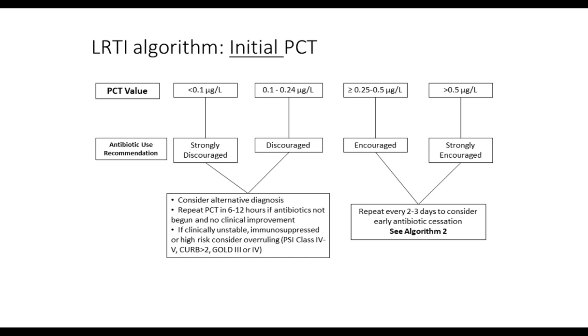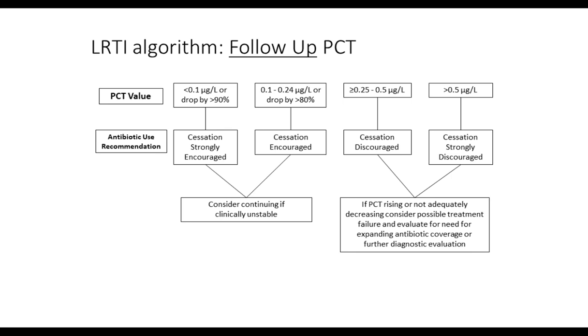These are the algorithms we use at our institution. They're very similar to those ProHOSP algorithms. Less than 0.25 don't give antibiotics, greater than 0.25 do. We recommend repeating every 2 to 3 days. We don't do them daily in lower respiratory tract infection. Certainly if people are really sick, you can start antibiotics and just monitor. If you don't start, it's reasonable to repeat in 6 to 12 hours if you're concerned about bacterial infection.